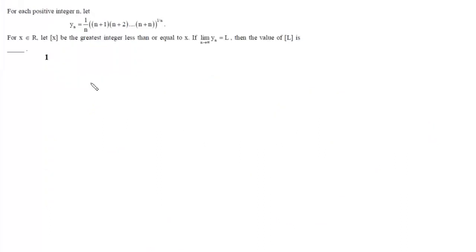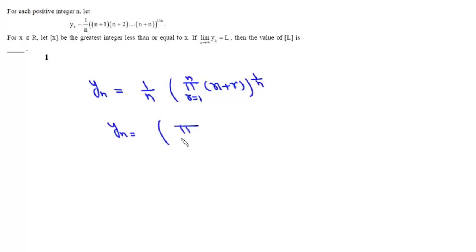Now here the question is, for each positive integer n, let yn equal 1 upon n, and here we write this as the product, r varies from 1 to n, of (n plus r) whole to the power 1 by n. Now we'll take this n inside, so we can actually write this as yn, and it will be the product, r varies from 1 to n, and this n upon n will be 1, and it will be (1 plus r by n) whole to the power 1 by n.